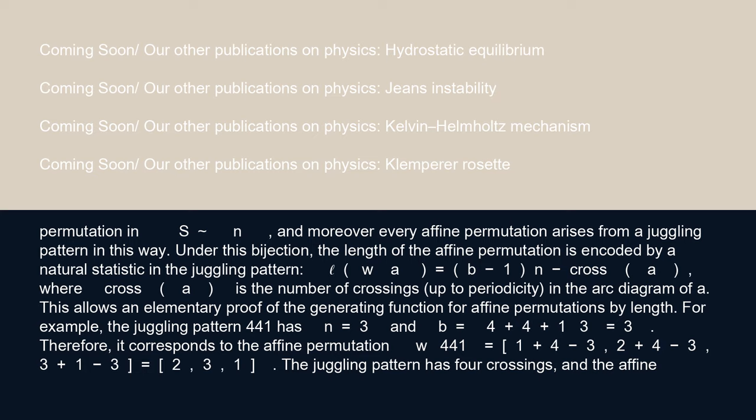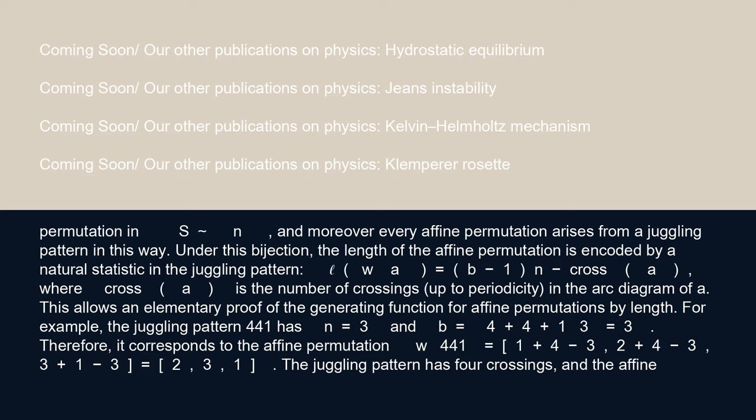W equals B minus 1, N minus cross A, where cross A is the number of crossings up to periodicity in the arc diagram of A. This allows an elementary proof of the generating function for affine permutations by length.